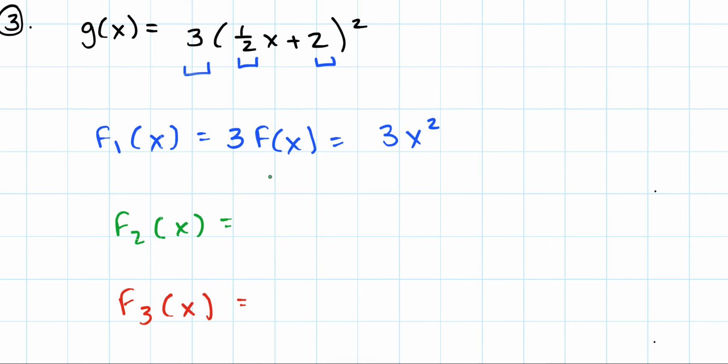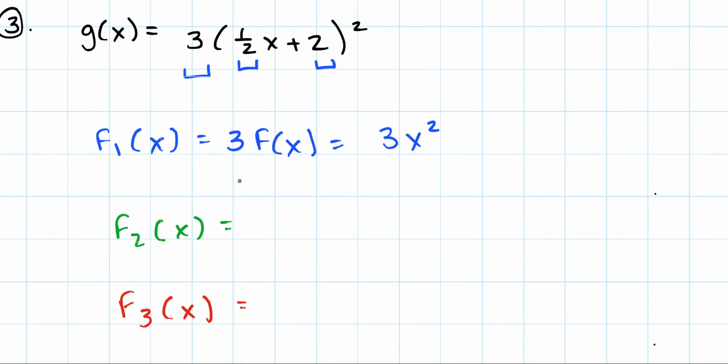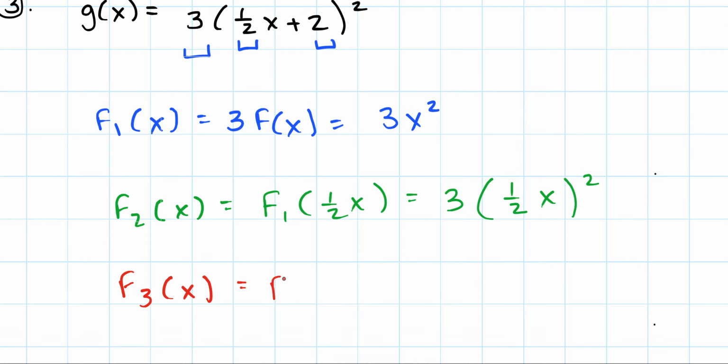Okay, so let's say I kept this 3 on the outside, and then I said, well, I see a 1/2. That's what I want to do first. So I'm going to take f1, and instead of x, I'm going to put in 1/2 x. Since I have 3x squared, I would get 3 times (1/2 x) squared. And then I say, oh, I see this 2. That's my next step, and this is where you would make a mistake. For f2, you say, I'm going to plug in x plus 2.